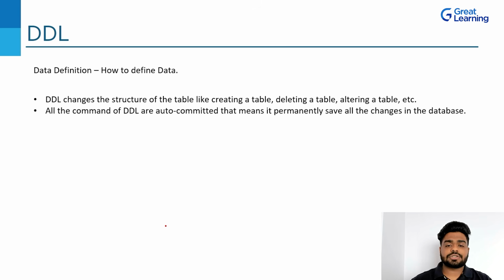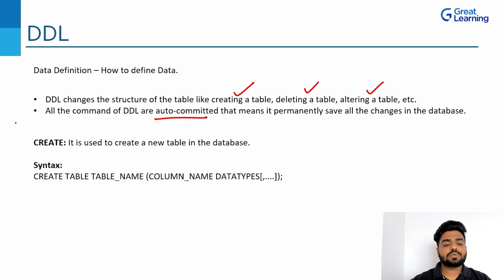DDL changes the structure of the table, like creating a table, deleting a table, altering a table. These are nothing but changing the definition of the table. All the commands of DDL are auto-committed. Auto-committed means that once you write that particular statement, it's auto-committed. It can't be undone. That means it permanently saves all the changes in the database.